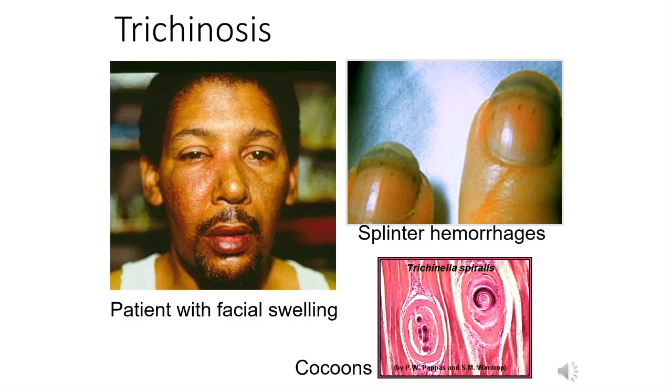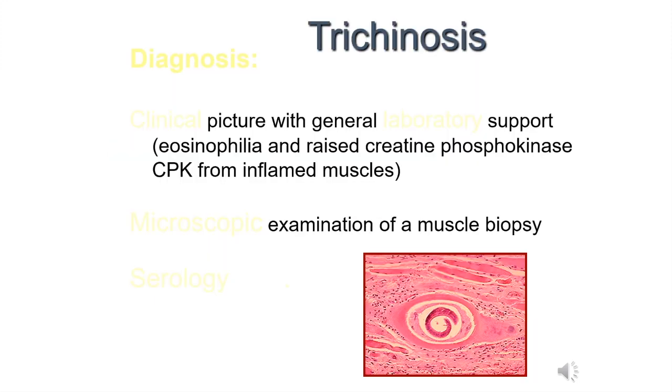And sometimes we refer to them as cocoons, يعني مثل الشرنقات, as cocoons in there. Okay, we go on with the diagnosis of trichinosis, clinical picture with general laboratory support, of course. Eosinophilia is a clue to the diagnosis, and raised creatine phosphokinase, the CPK, from the muscles due to the inflammation in the muscles. Those are clues to the diagnosis, laboratory clues to the clinical diagnosis.